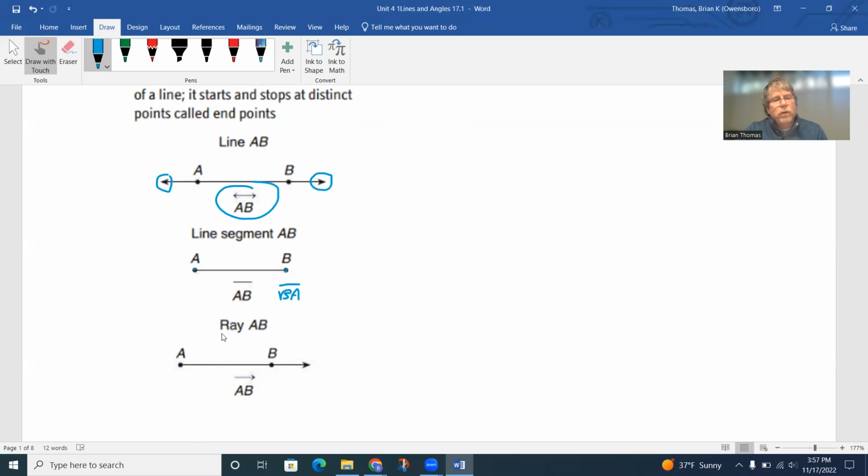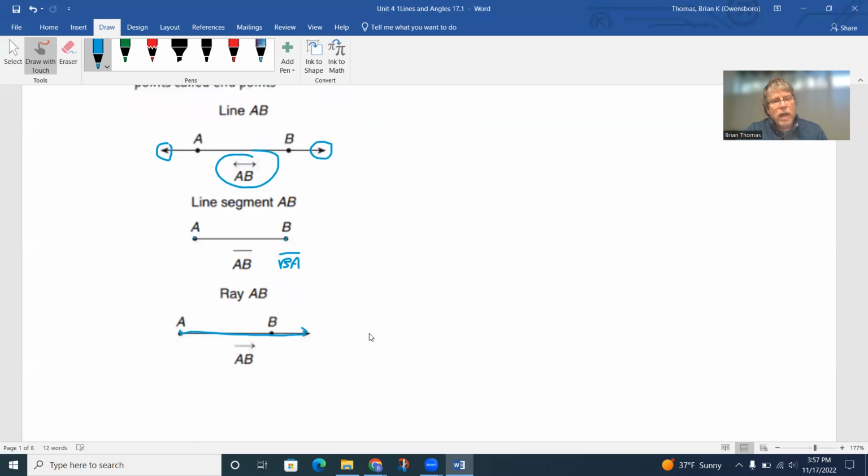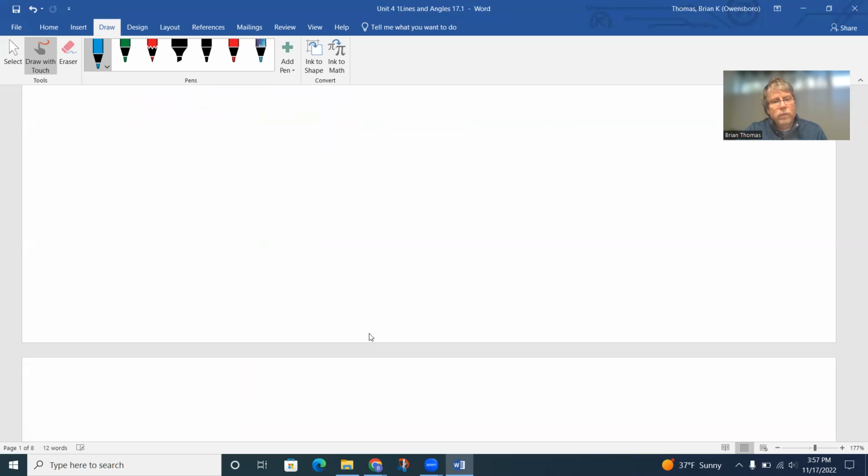We also have what's called a ray. A ray has an endpoint, and then it continues off in one direction. So if it passes through this point B, we could call this ray AB. So those are the main topics you'll come across as we move on. Points, segments, lines, rays, those will be the big ones.